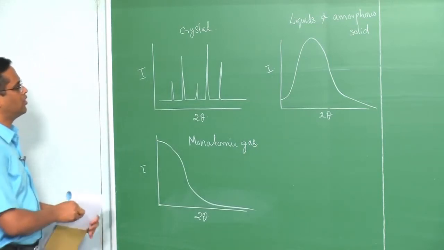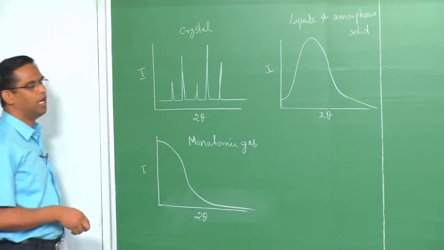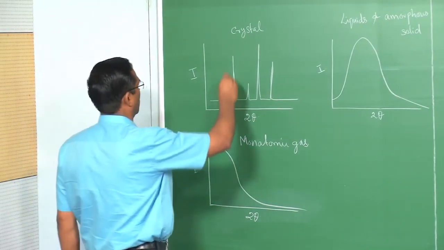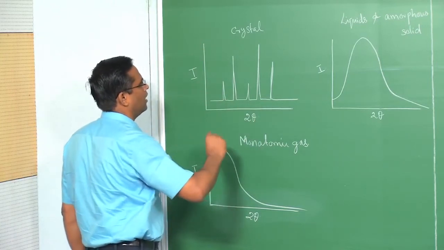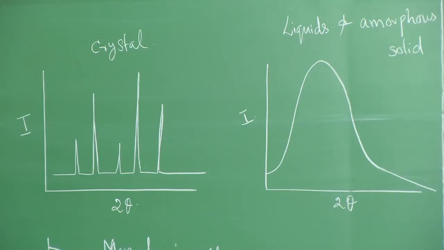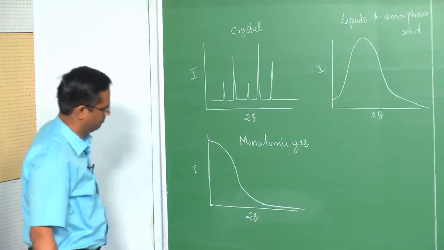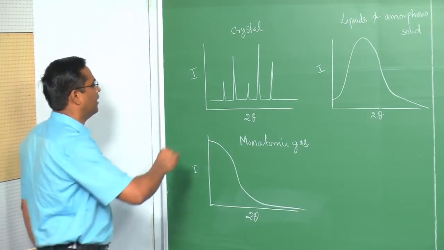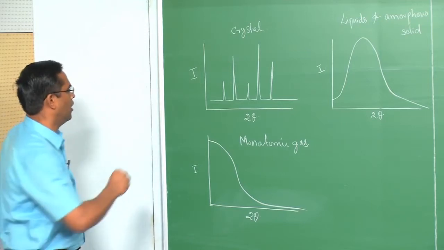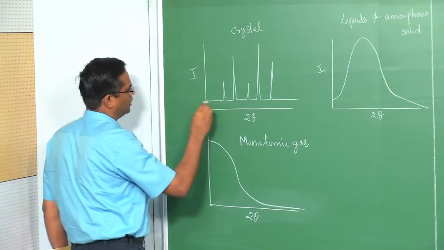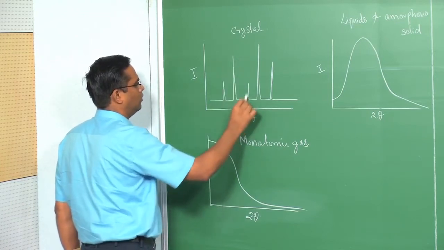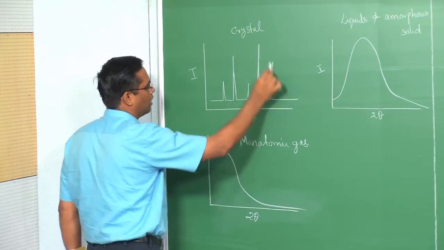So, what I have drawn is a typical X-ray diffraction pattern from 3 different kinds of materials. One is a crystal, the other is for the liquids and amorphous solid, and then you have a monatomic gas. So, what do we understand from this? This is now well known to us. The intensity is almost 0, except at particular 2 theta values, typically known as Bragg angles.